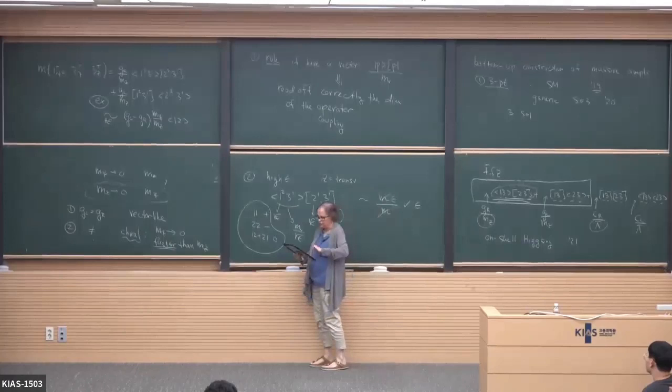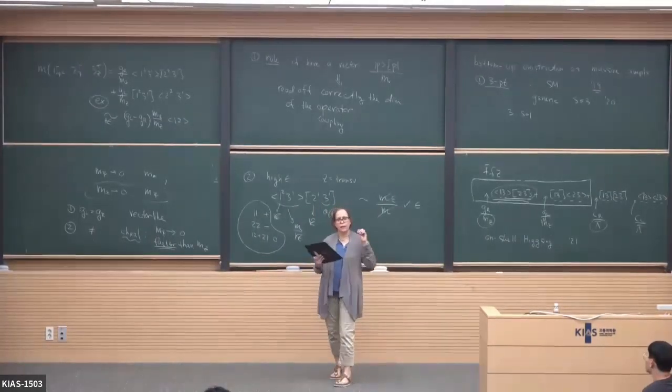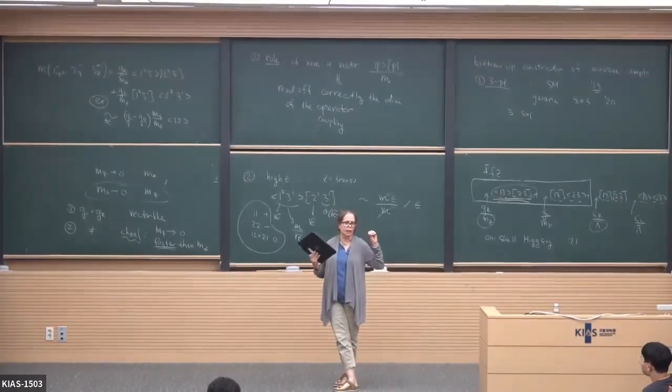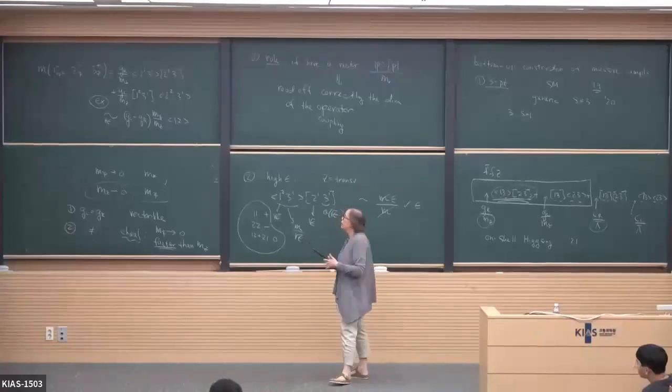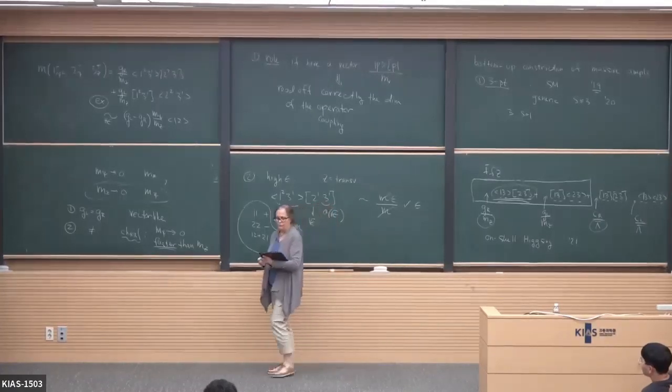So again, you will see that from this bottom-up construction, and in this case requiring that the amplitudes have a well-behaved high energy limit, we recover things that we know about the Higgs mechanism.